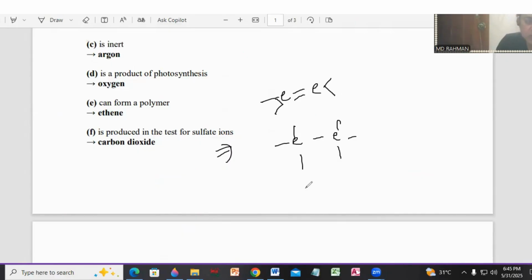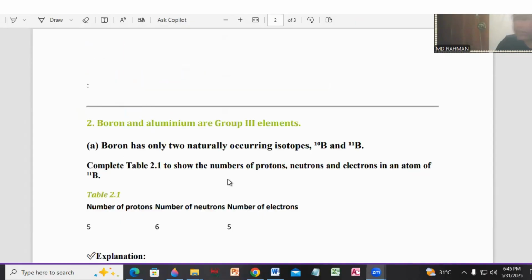The next question: produced in the test for sulfate ion, carbon dioxide. When we go for the test of the sulfate ion, then carbon dioxide is produced. I hope you have understood the questions, and you just have to memorize this one. Keep reading again and again, and the information will automatically be transmitted from the short-term memory to the long-term memory.